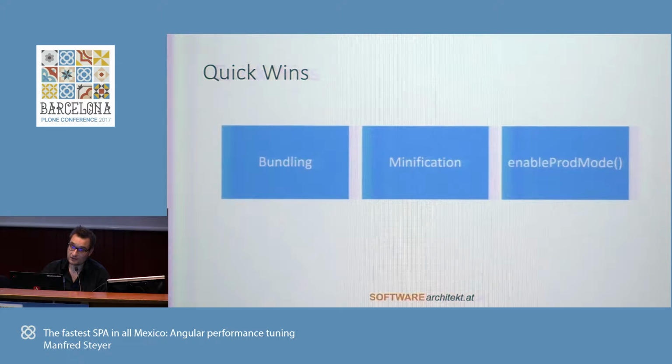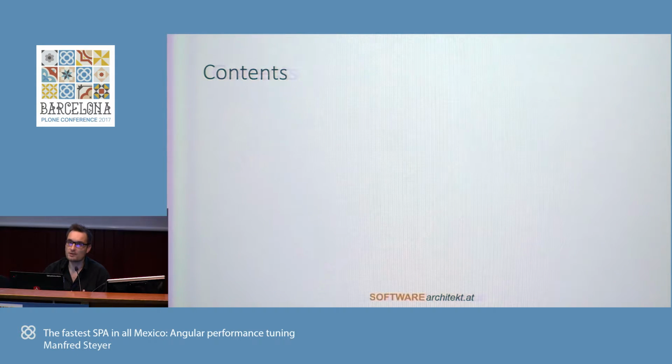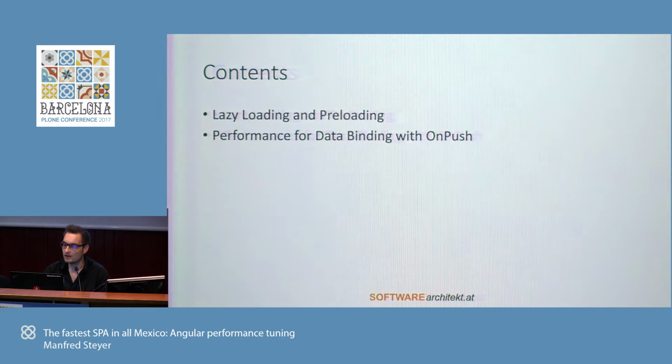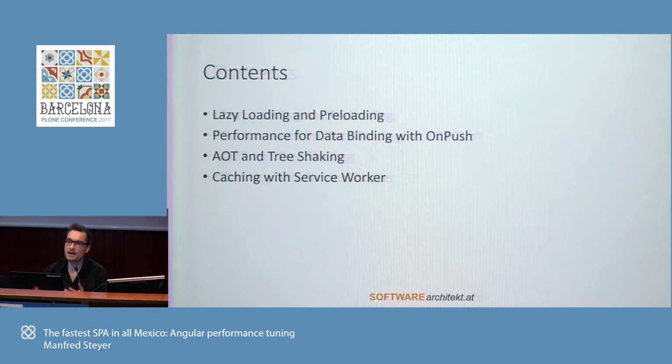But there are other things you can do to make your application faster, and this is what the contents of this presentation are about. I will talk about lazy loading and preloading. I will talk about performance with data binding with OnPush. I will talk about AOT and tree shaking, as well as caching with service workers. And in addition to that, when time permits, I will also show you how to leverage server-side rendering.